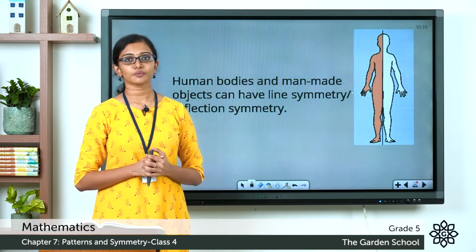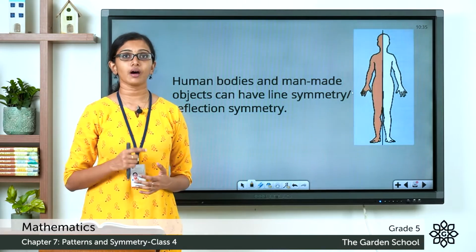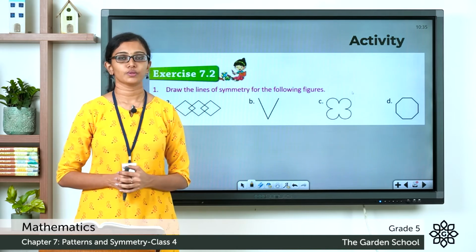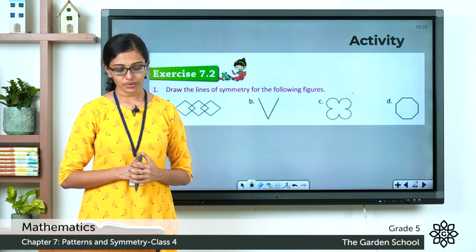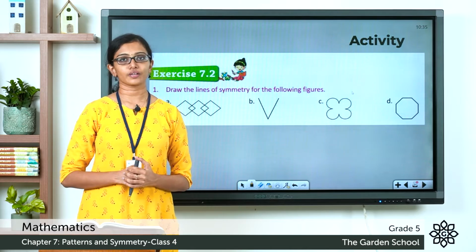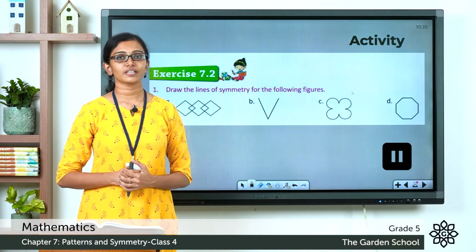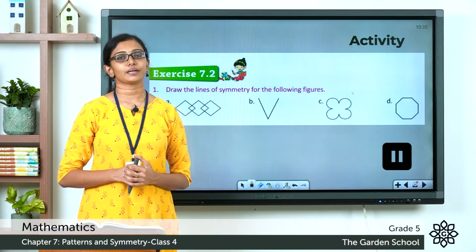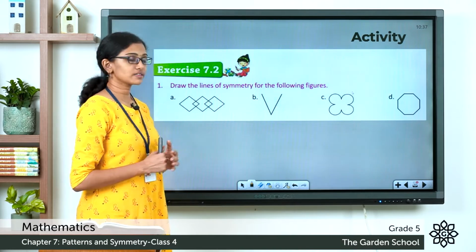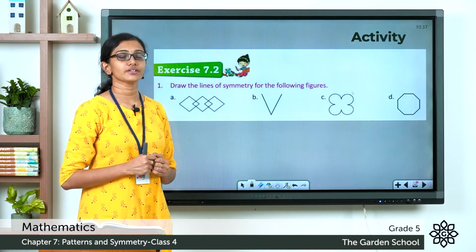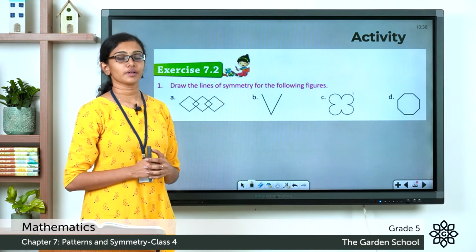All of you please take your maths textbook and turn to page number 120. You see the exercise 7.2. See the first question. Draw the lines of symmetry for the following figures. You please do this as an activity now. Please pause the video, finish the exercise and come back. Now let's see how we can draw lines of symmetry for these figures so that each of these figures will be divided into identical halves or mirror images.